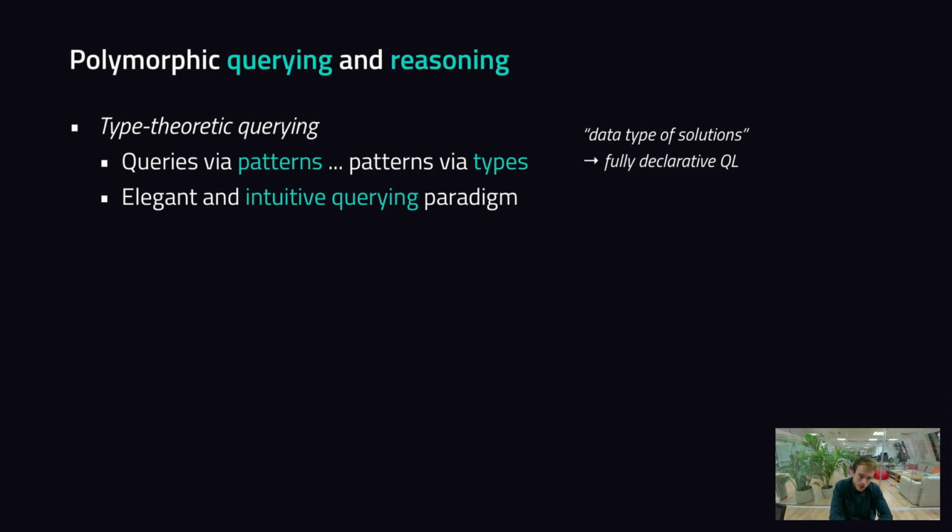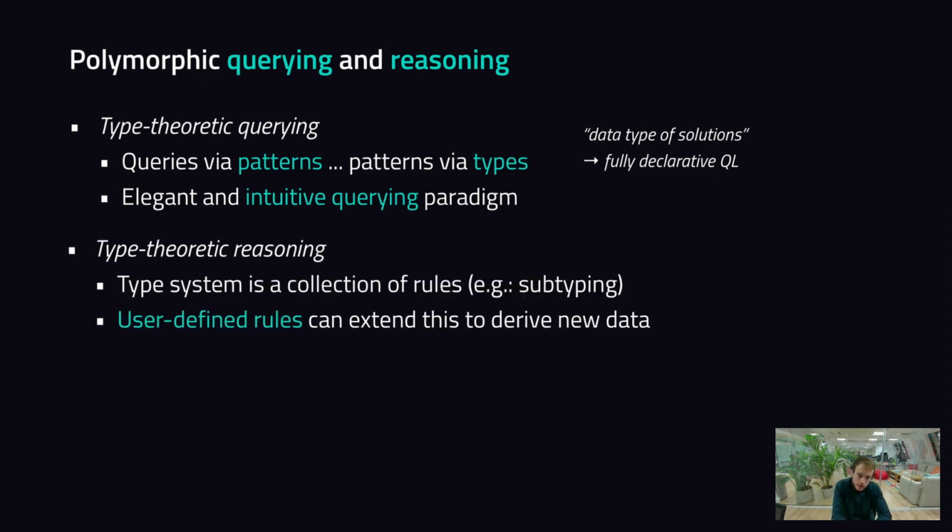I want to at least show one or two examples of patterns here and how they can be used in querying. And then there's also the type-theoretic reasoning part, again based on patterns and very naturally part of a type-first approach. After all, a type system is just a collection of rules. For instance, subtyping says that if one type is a subtype of another type, then an instance of the subtype is also an instance of the supertype. And very similarly, we can allow user-defined rules that in a way extend the type system by deriving new instances from existing instances. So that is also a very natural part of this type-theoretic approach to databases.